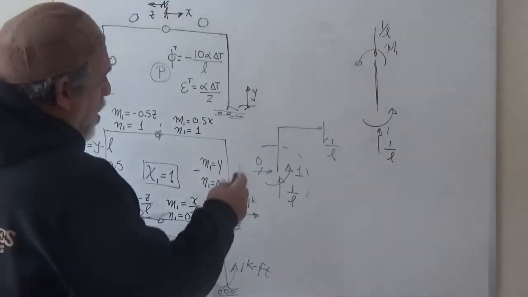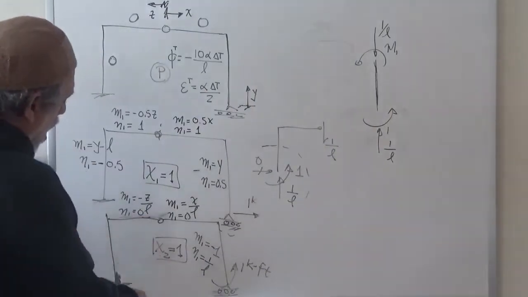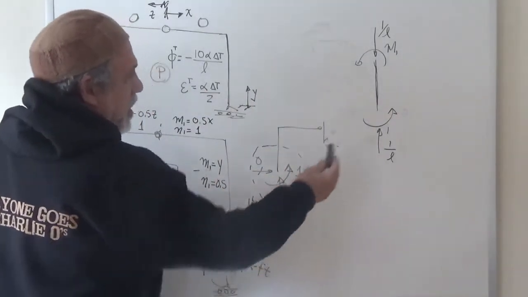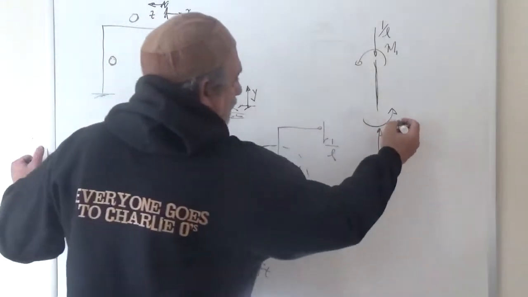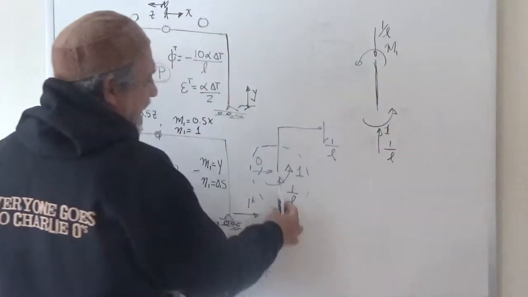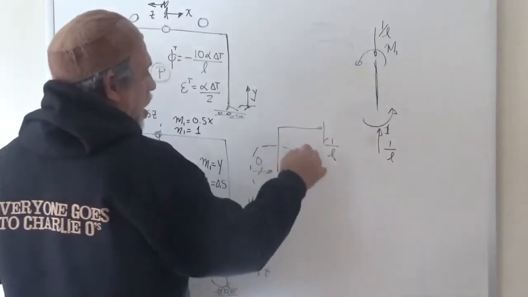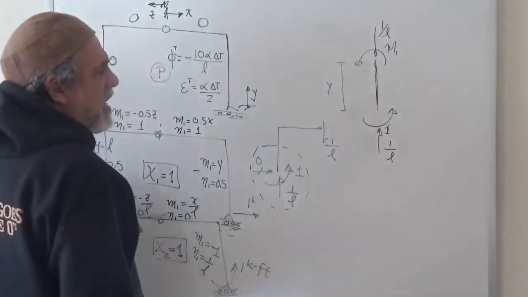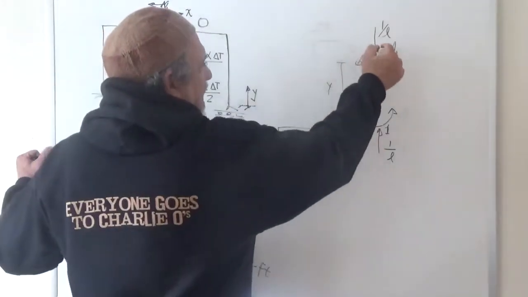So the bubble on our last column here, similarly as done before, we take this bubble. It looks like that here, right? We have a moment of 1, an axial of 1 over L. We are cutting at a distance y from the base, and we have a sketch like this.